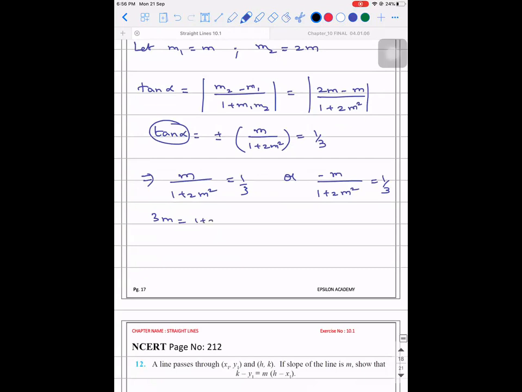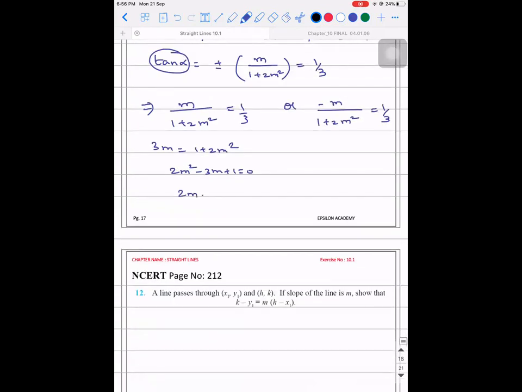So 3m is equal to 1 plus 2m square. So 2m square minus 3m plus 1 is equal to 0. So (2m minus 1) into (m minus 1) is 0. m will be half or 1. You're able to understand this?